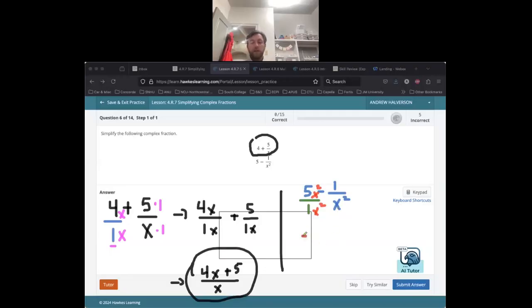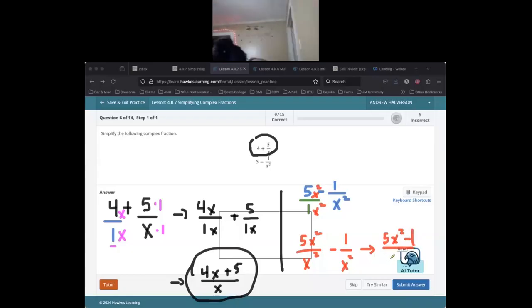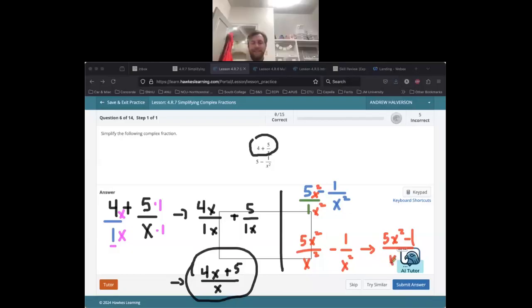And so we get 5x squared over x squared minus 1 over x squared. Now we have common denominators. We can join this into one fraction: 5x squared minus 1, all of that over x squared. So all we did is we took two separate fractions and joined them into one larger fraction.